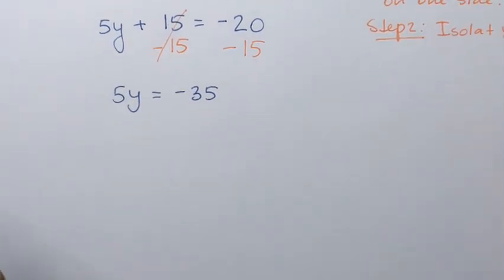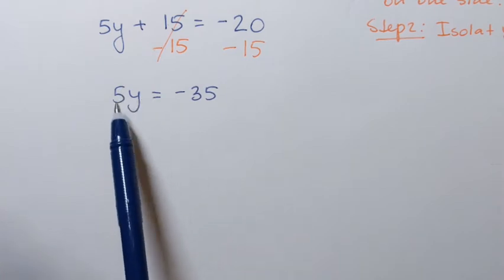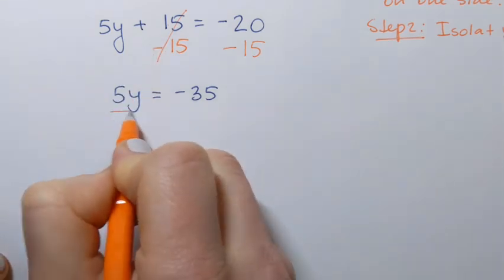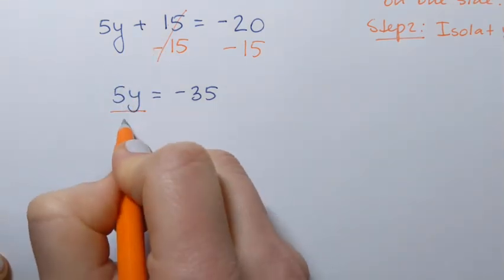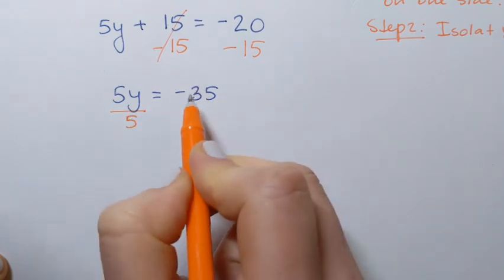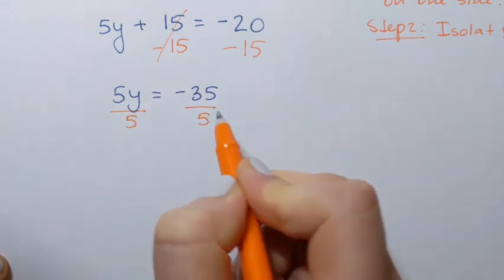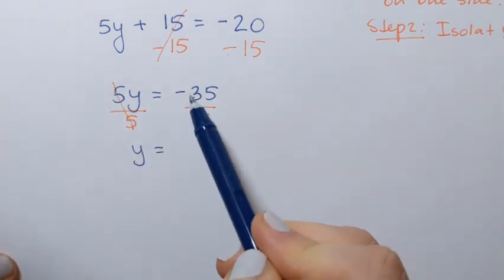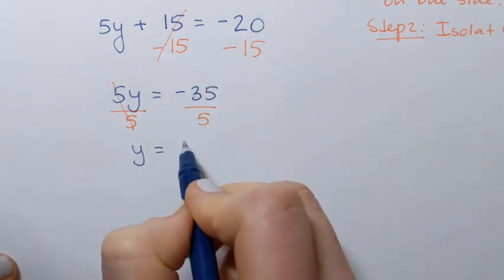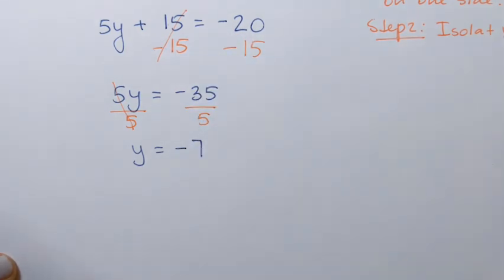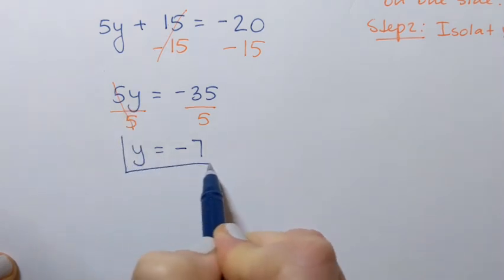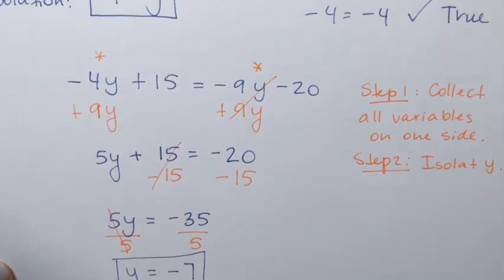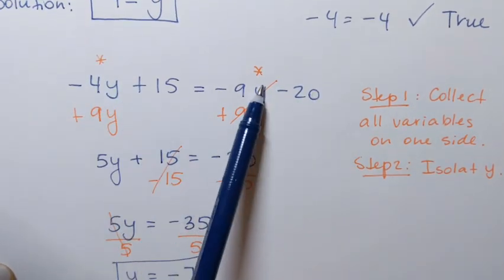The last number to get rid of is 5, the coefficient. 5y means it's 5 times y. So to remove the coefficient, we're going to do the reverse operation. So we're going to divide. Divide by 5 on the left, divide by 5 on the right. So here, y equals negative 35 divided by 5, that's negative 7. So that's going to be the solution to this equation. To check, you would take negative 7 and plug that into each y, right here and right here.